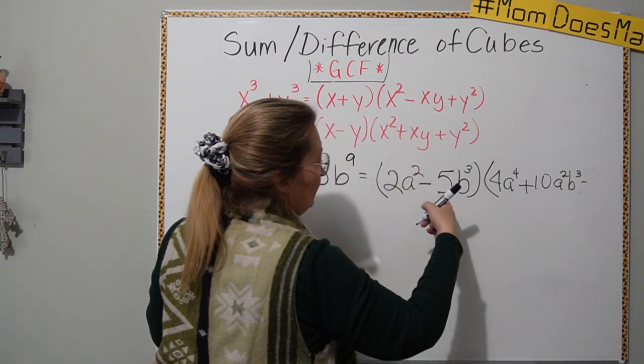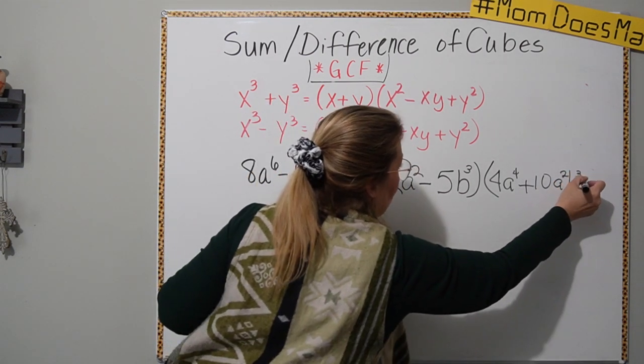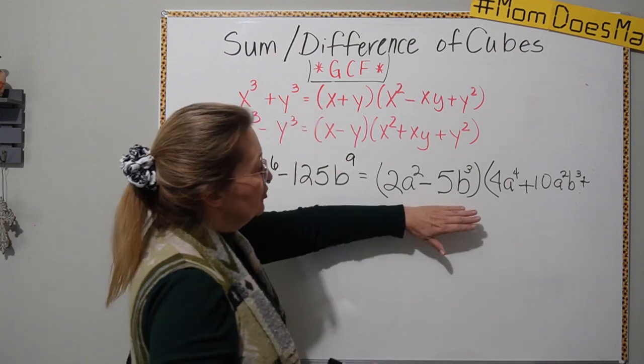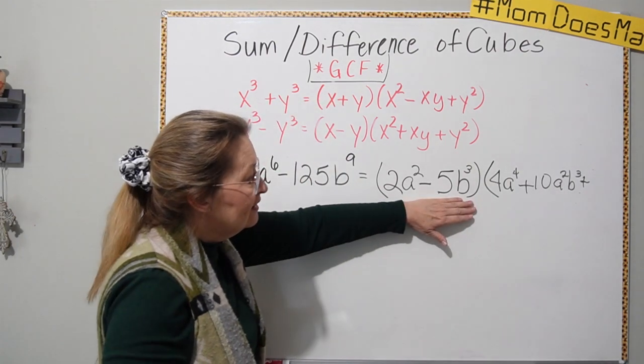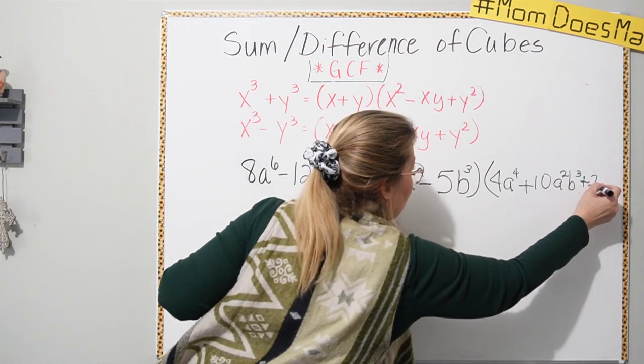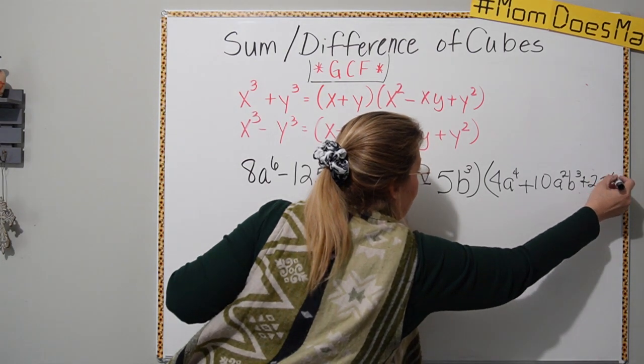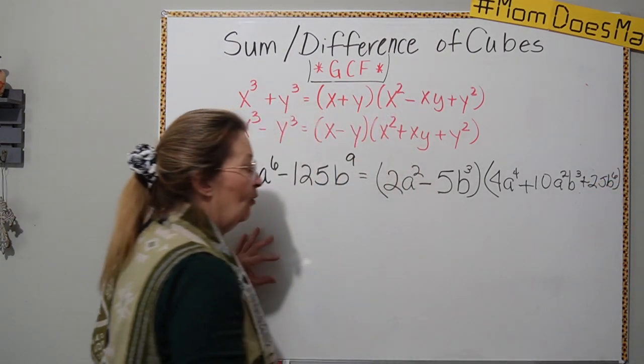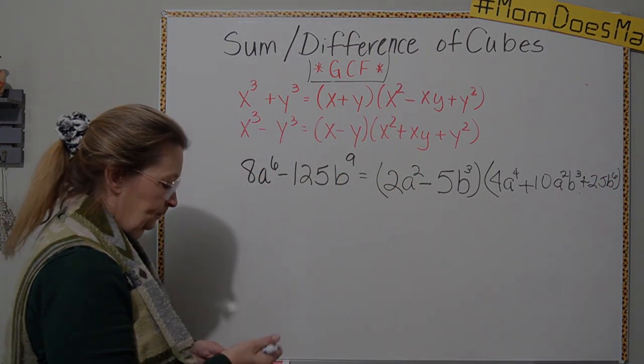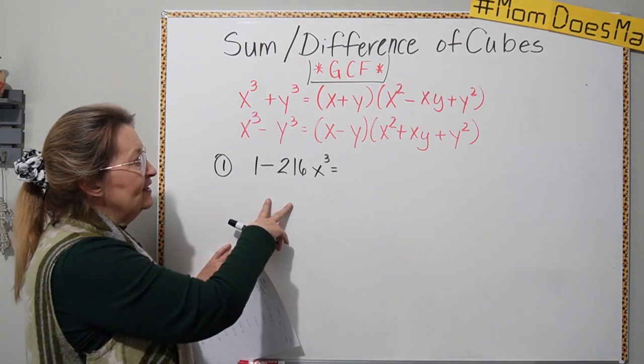Put your letters in alphabetical order if possible. Okay, and then for my last one, I'm going to square 5b to the 3rd. So that's going to give me 25b to the 6th power. You're good to go. Okay, let's look at example 1.